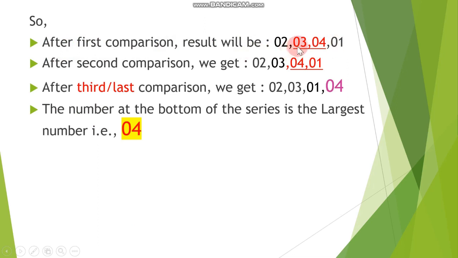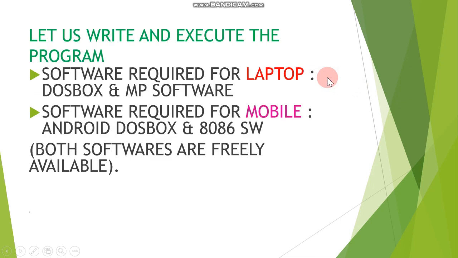After the first comparison, the result will be 2, 3, 4, 1. Since 3 is greater than 2, 2 and 3 are interchanged and the result will be this. After the second comparison, the result would be the same because 3 is not greater than 4. After the third or last comparison, we get 2, 3, 1 and 4 because 4 is greater than 1, and hence 4 and 1 are interchanged. The number at the bottom of this series is the largest number, that is 4.